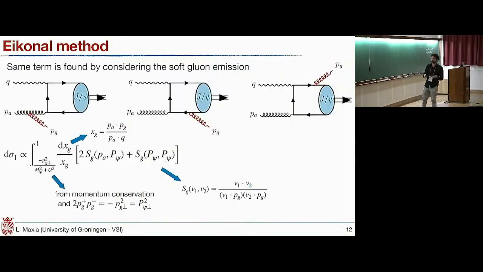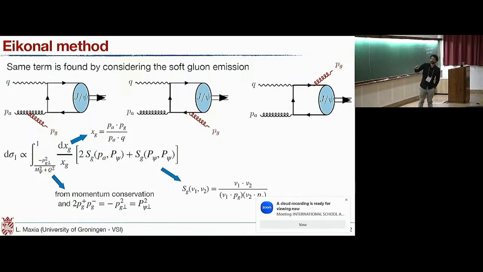So you can actually evaluate this soft gluon emission by using the eikonal method. You take the 2-to-1 amplitude, you attach soft gluons to your different colored objects, so you have the initial gluon and the two heavy quark lines. And you take the squared amplitude, and then you integrate over the extra phase space that is produced by this extra soft gluon you are emitting.